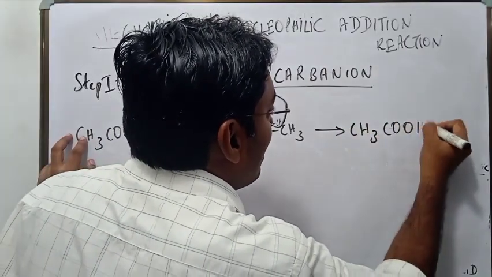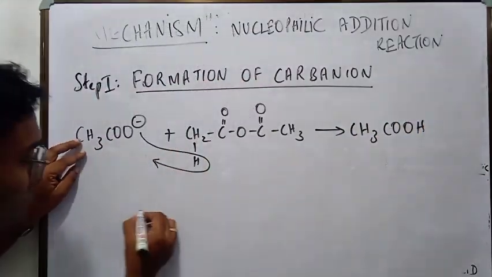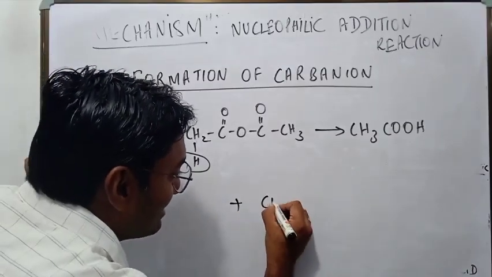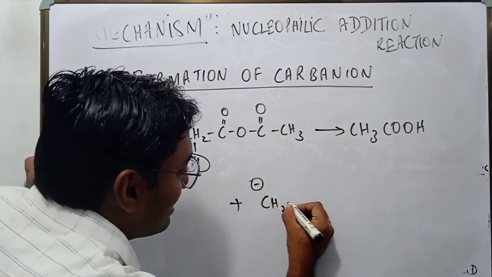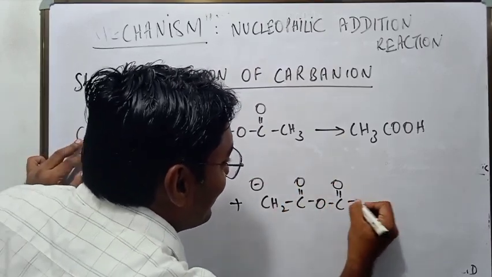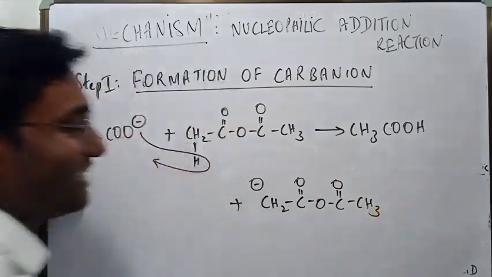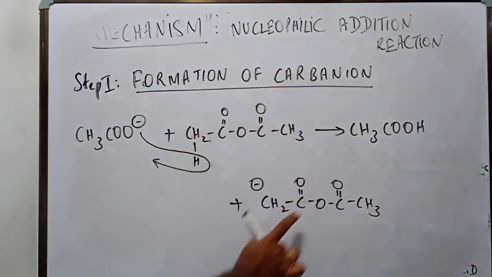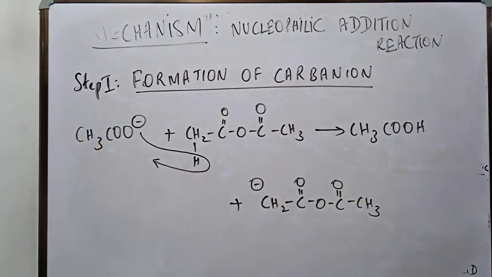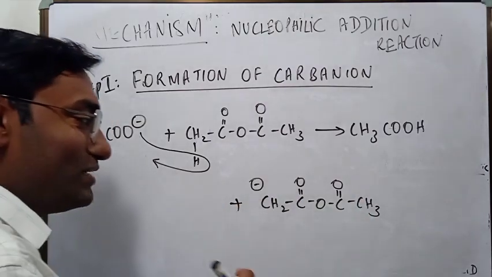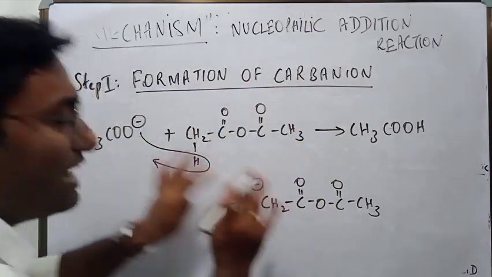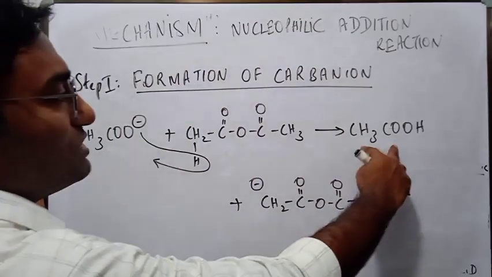CH3COOH, no doubt, acetic acid. A small molecule is evolved in the first step itself. And the second thing that you get is, yes, you guessed it right, a carbon anion, or you can say an anion of acetic anhydride. That second word is more apt, the anion of acetic anhydride, or generally you can say it is a carbon anion. And here we have got CH3COOH.